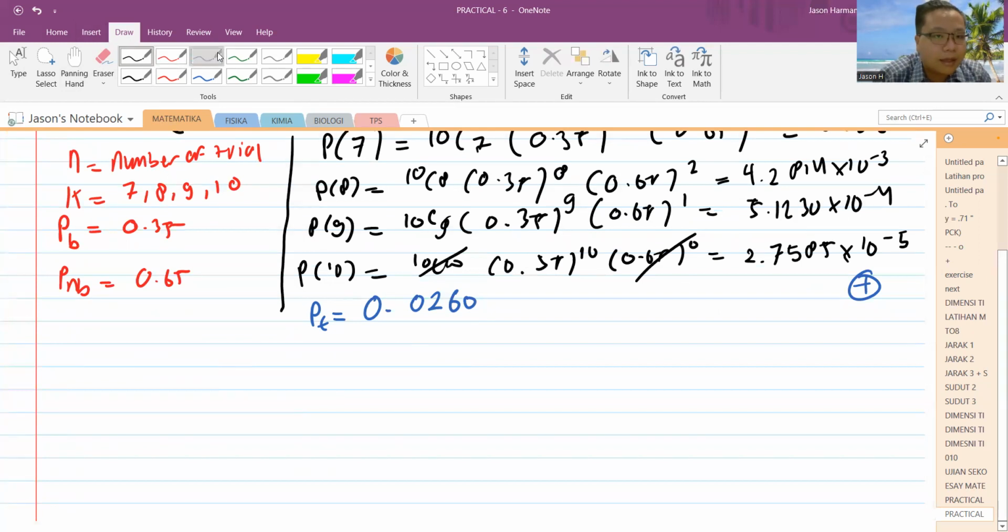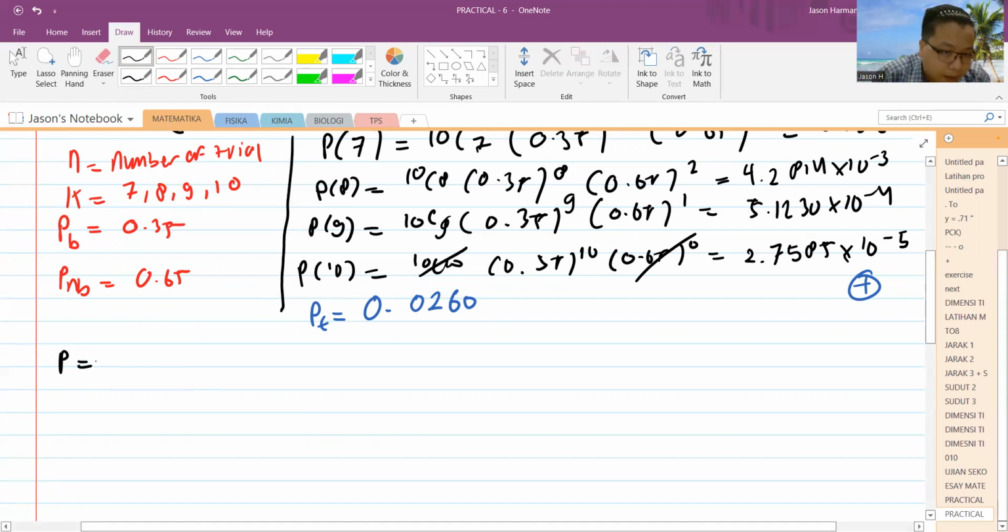Okay, now as I mentioned before that we use the complement, that means the probability of this thing happening is 1 minus this probability, right? Because there are two events, right? Buying more than or equal to 7 or buying less than or equal to 6. I mean, we just minus this from 1.